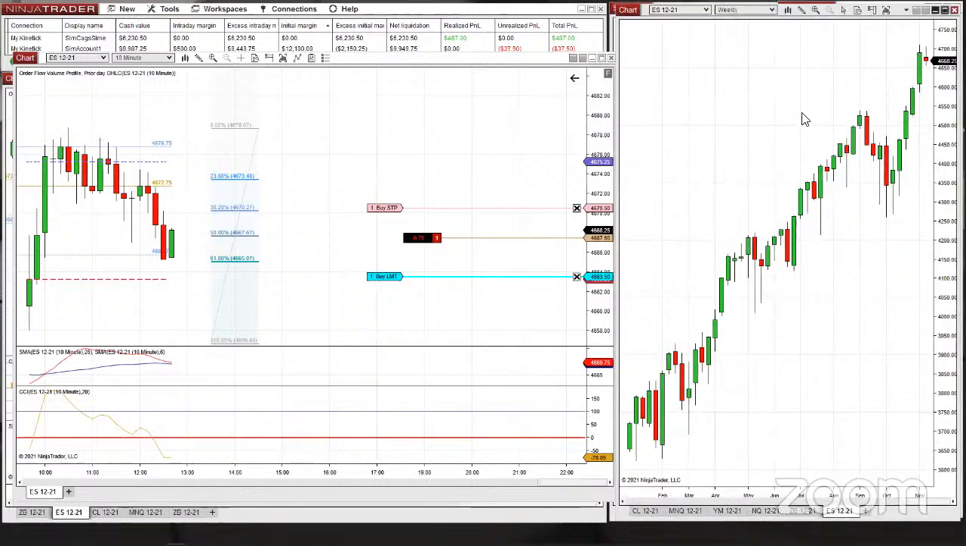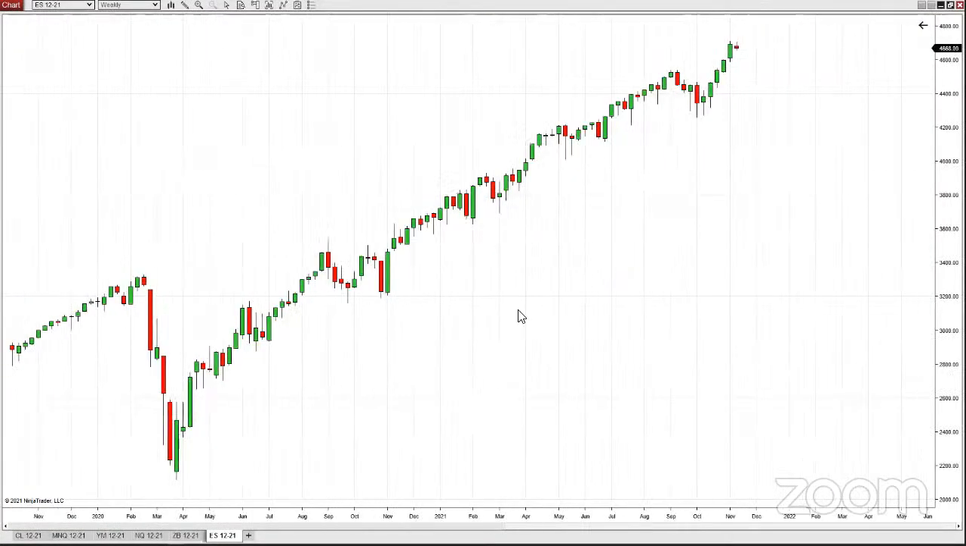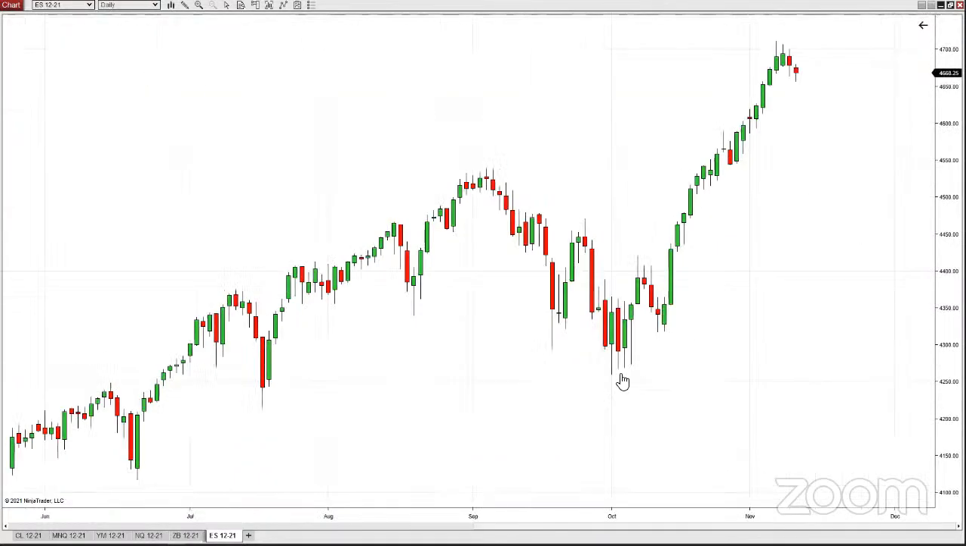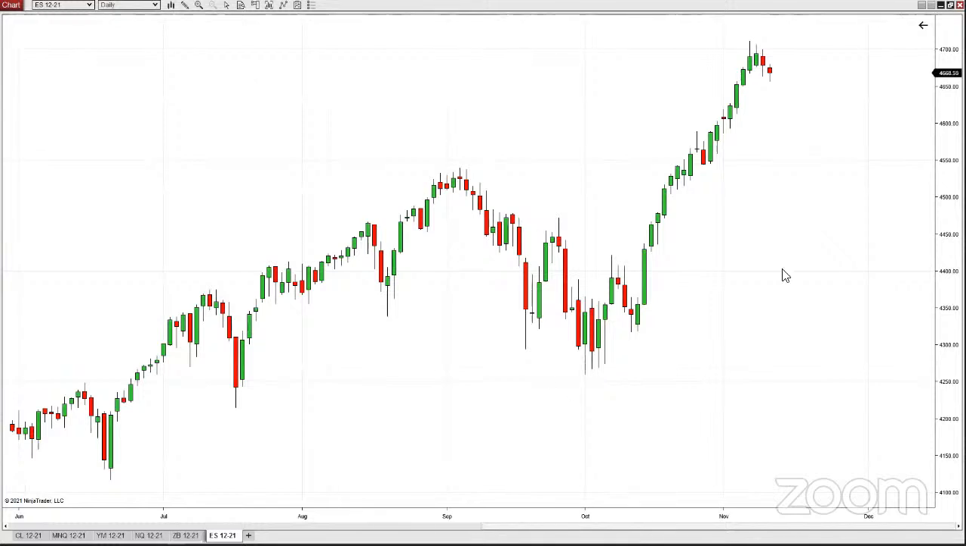Now, these aren't 10-minute candles anymore. These candles are weekly, but I'm going to change it to daily. Really easy to do with the NinjaTrader software. And this shows you just a daily chart, right? Each candle is a daily candle instead of a 10-minute one. Again, green means price is going up, red means price is going down.